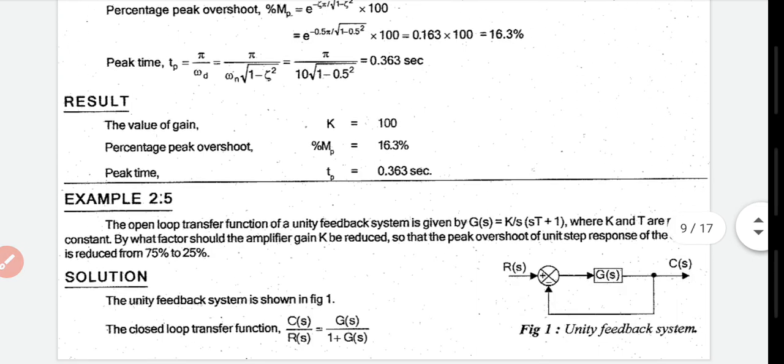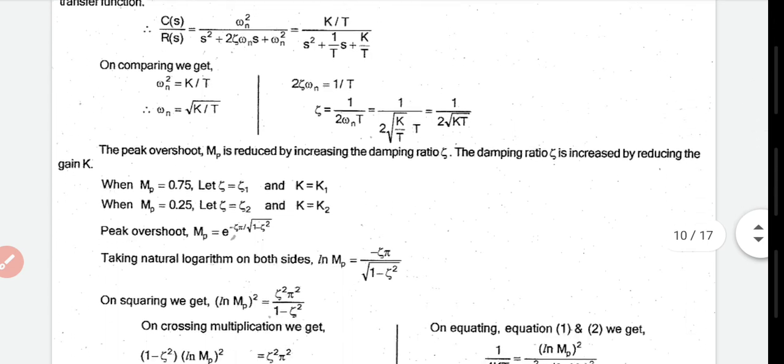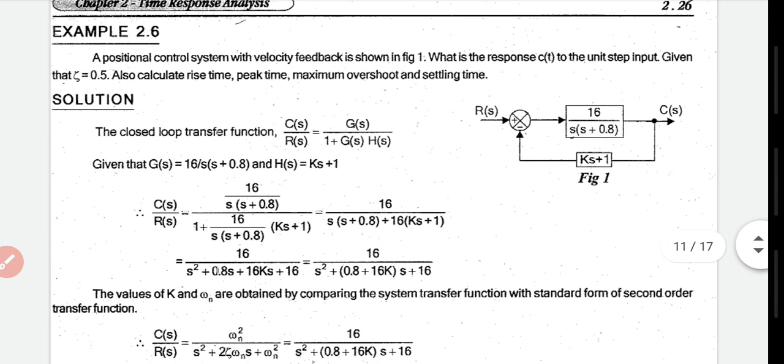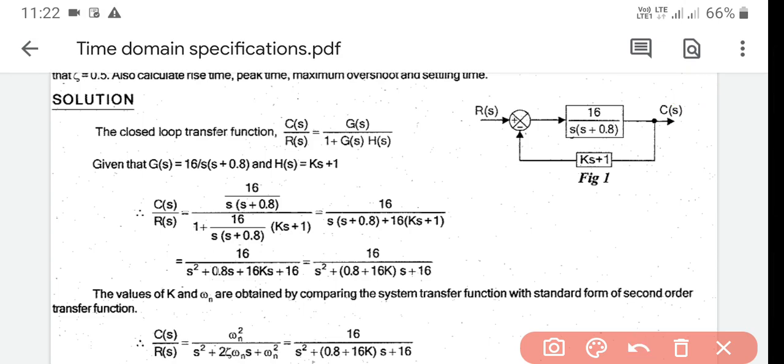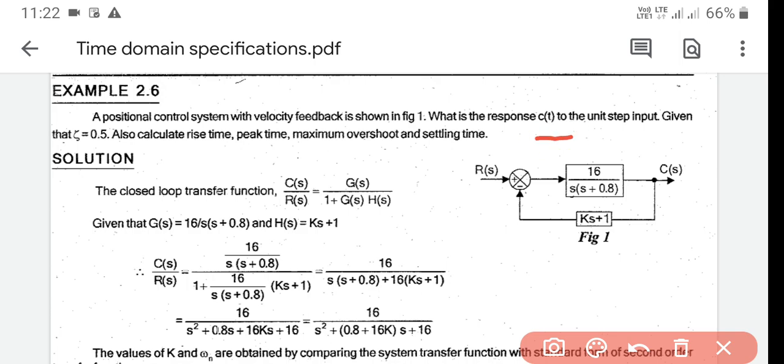Now see the second question here. So this is your second question. A position control system with velocity feedback is shown in the figure. This is the control system. They have asked: what is the response C(t) to the unit step input? So you have to calculate the response C(t).